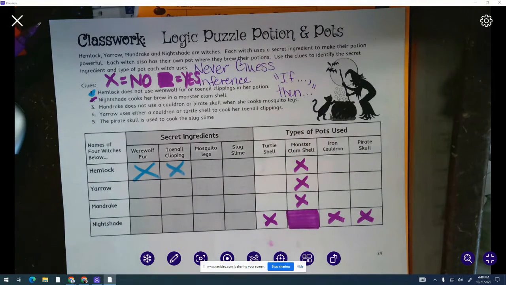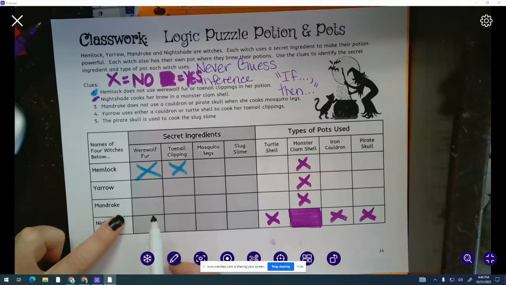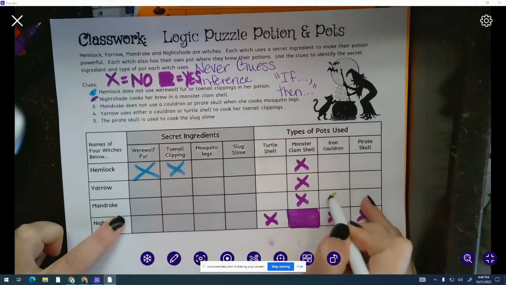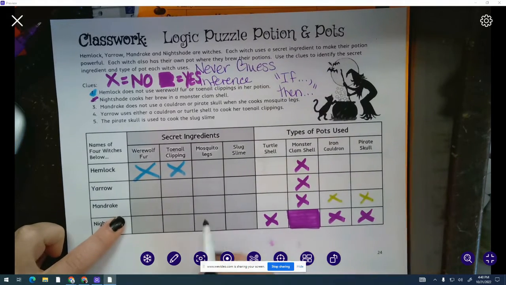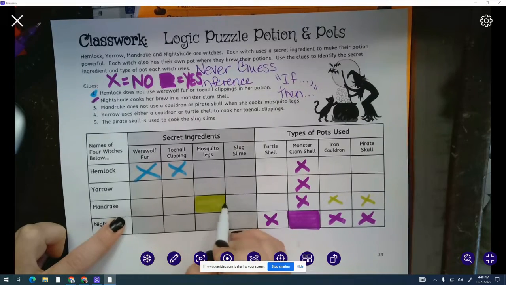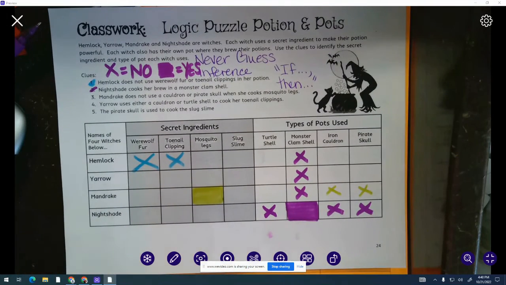Now Mandrake does not use a cauldron. So Mandrake does not use a cauldron or a pirate skull when she cooks her mosquito legs. Let's think about what are the inferences that can be made from this. Let's look over here.